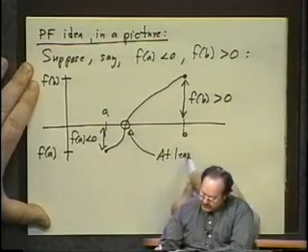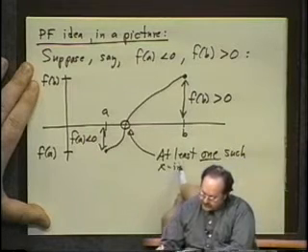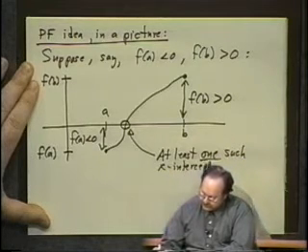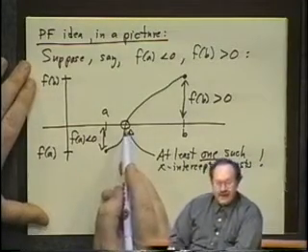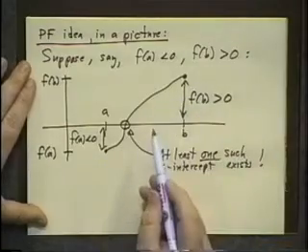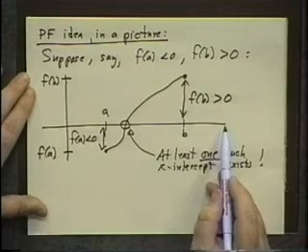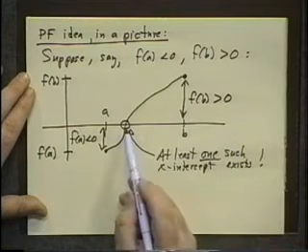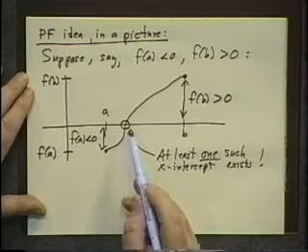At least one such x-intercept exists. It's clear. You can't go from here to there without crossing the x-axis. Now, that turns out to actually use a subtle property of the real numbers. But we won't go into that here. We'll just say it's visually obvious, so it seems like the theorem is true, and then we can use that fact.